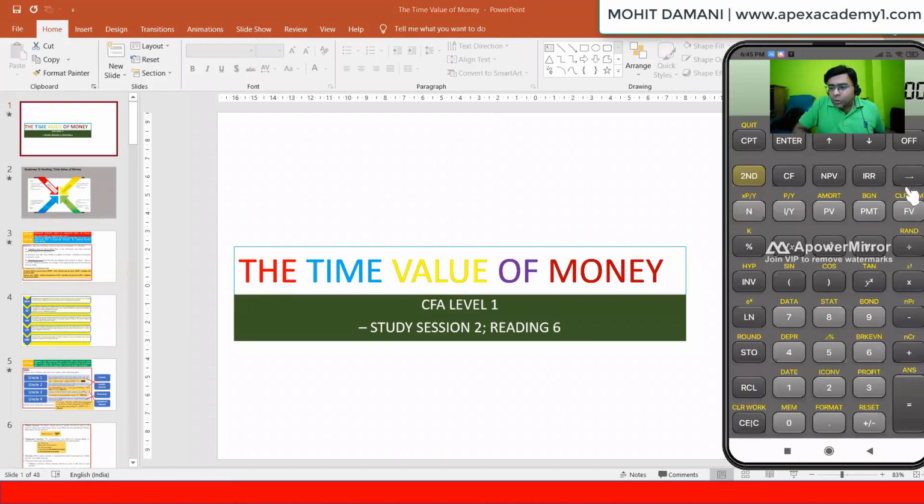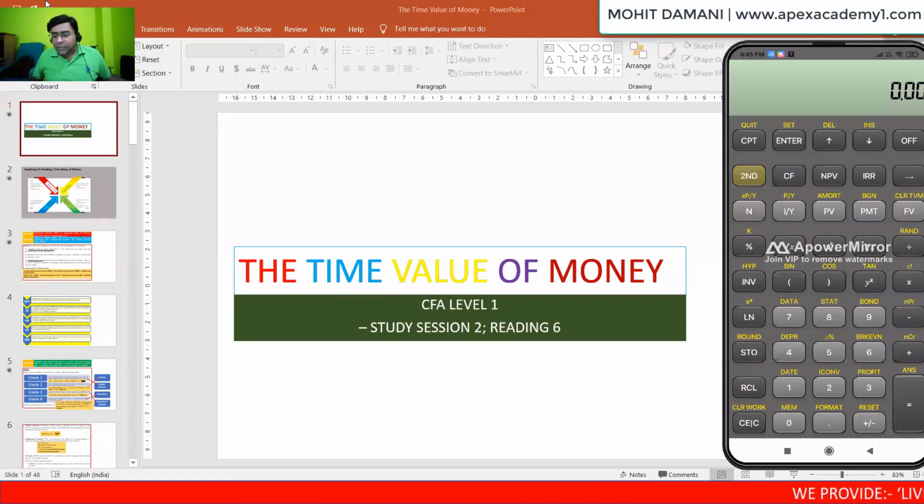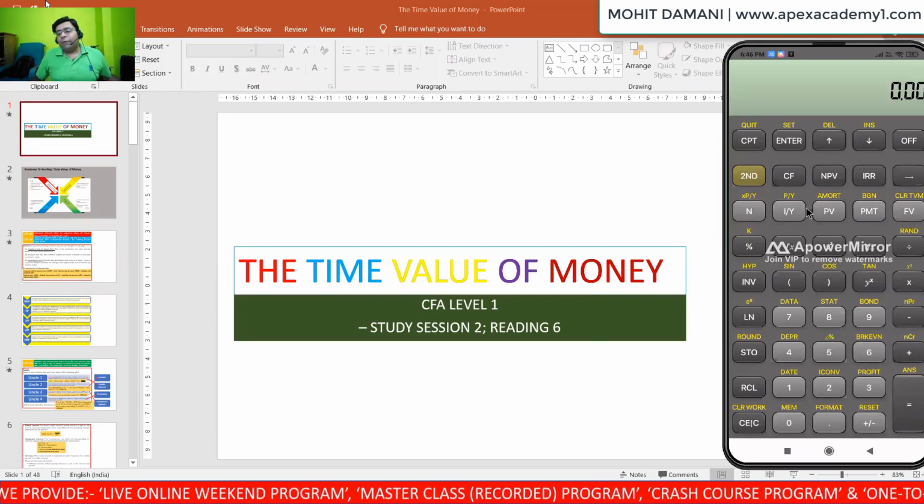Let's start. So guys, you can see this calculator screen. Now follow this screen, and whatever I am saying, you can follow this cursor that is moving in the calculator screen, and whatever I am saying, you can follow that and perform along with me to take the maximum benefit.